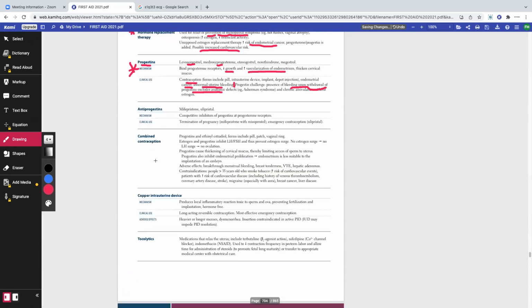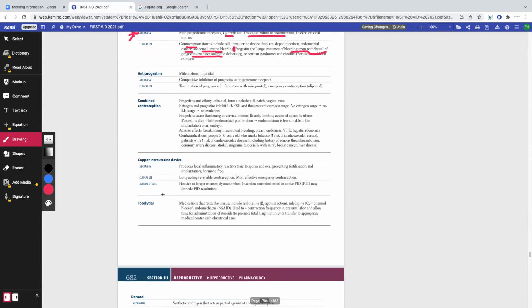Okay. Very quickly, what are the three drugs that we give for abortion? Does anyone know all the three drugs we give for abortion? Methotrexate, misoprostol, and mifepristone. Methotrexate, misoprostol, mifepristone. What is mifepristone? Mifepristone and ulipristal.